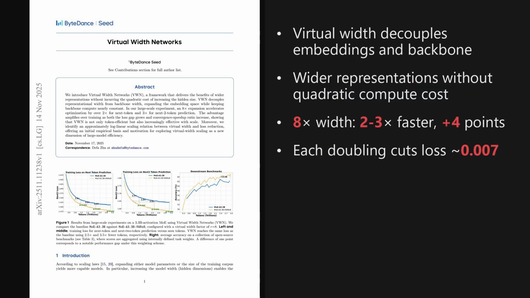I'm Alex. Today we're looking at a paper from the Hugging Face trending list published on November 14, 2025, about 3 days ago. It introduces a way to get wider representations without the quadratic compute cost, showing that an 8 times virtual expansion accelerates optimization by over 2 times for next token and 3 times for next 2 token prediction. The paper is titled Virtual Width Networks, and as we'll see later, the implications for model training efficiency are quite significant.